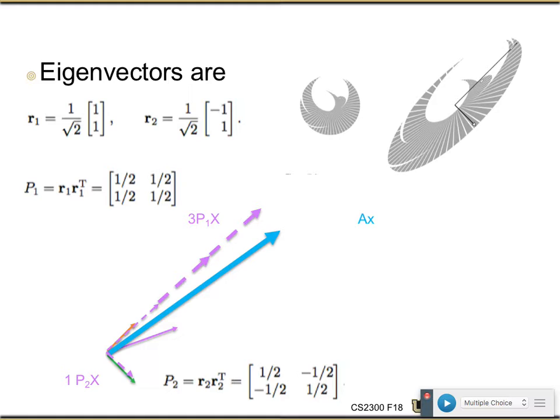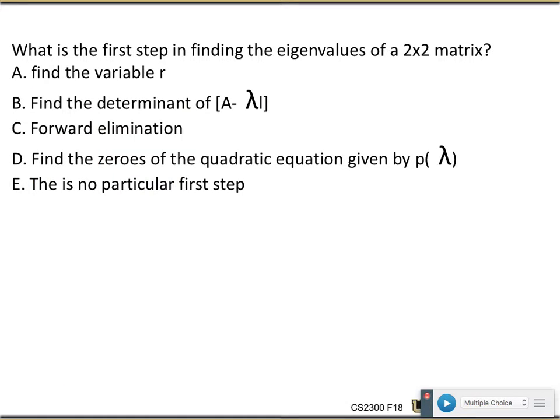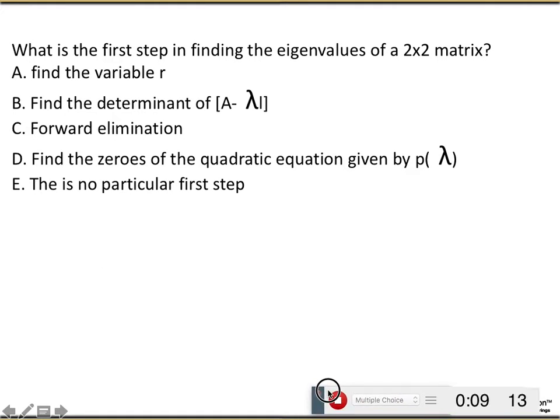We'll look at that. Okay, so now we're going to move on to clicker questions. So what's the first step in finding the eigenvalues of a 2 by 2 matrix? This comes from a journal. This should be quick, so we'll give you another 45 seconds. We'll go to a minute.